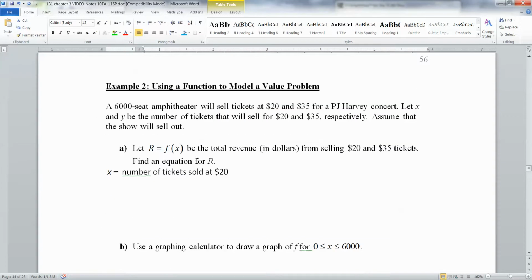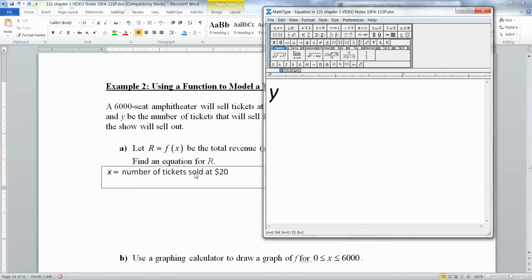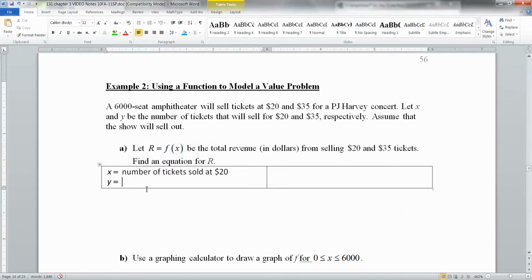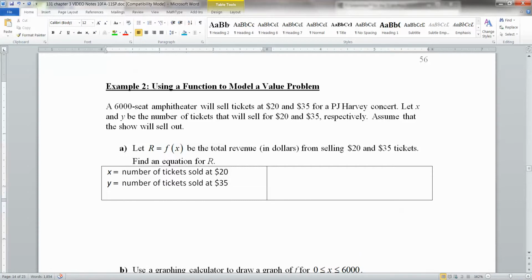But in this one, I know how much I'm selling them for. I'm selling them for 20 bucks and 35 bucks, right? So it's not price I'm looking for. It's going to be how many of each type, right? How many do I sell at the low price? How many do I sell at the high price? All right, so then if that's the case, let me just put this in here. See? There we go. Okay, so Y equals the number of tickets sold at $35.